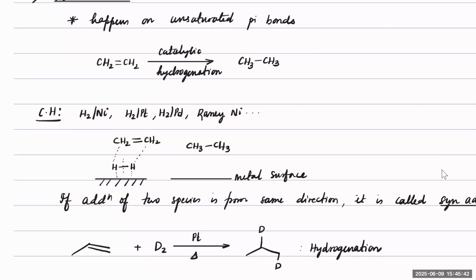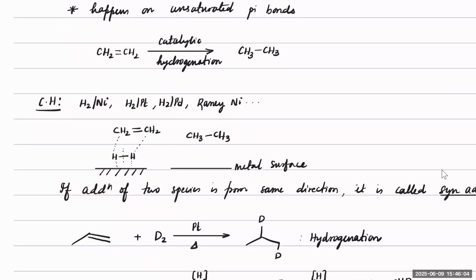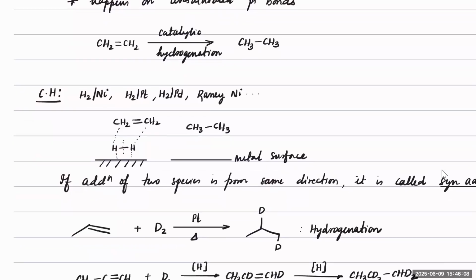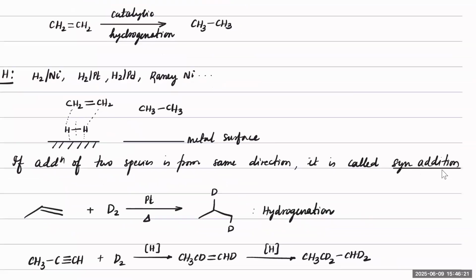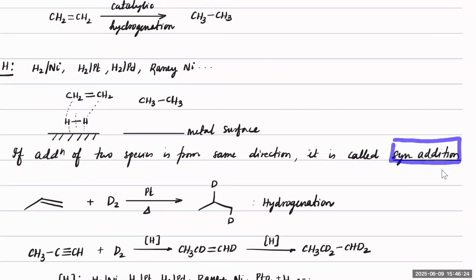H2 by nickel. That means I take a nickel surface and I make hydrogen gas get adsorbed on it and pressurize this ethene on top of it at a high temperature. Then most likely these hydrogens will start clubbing with this carbon, convert themselves into ethane, and then escape away from the surface of the metal. Now, you may have noticed the hydrogens both are adding from the same side. If both the hydrogens are adding from the same side on a double bond, it is called syn addition. Syn always represents a similar side.